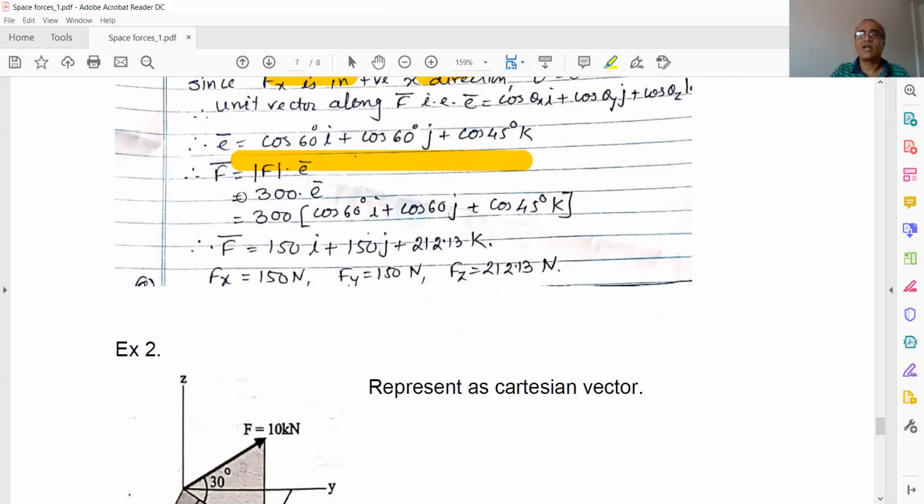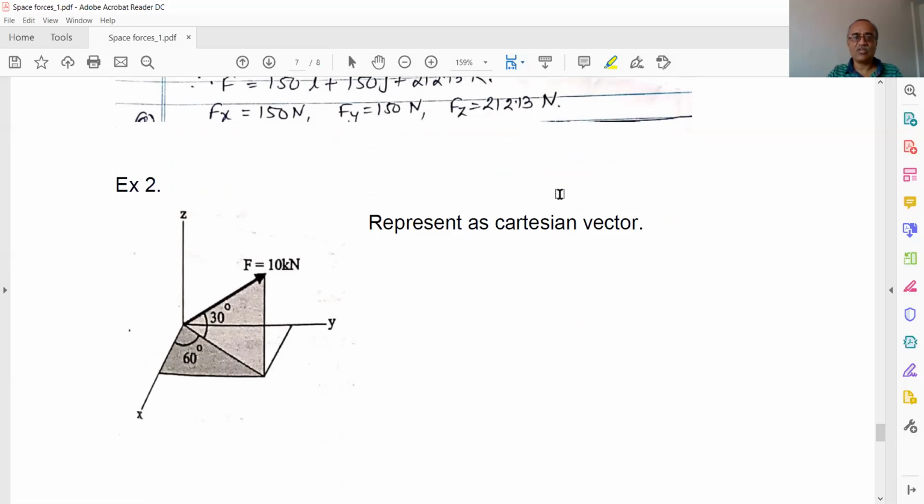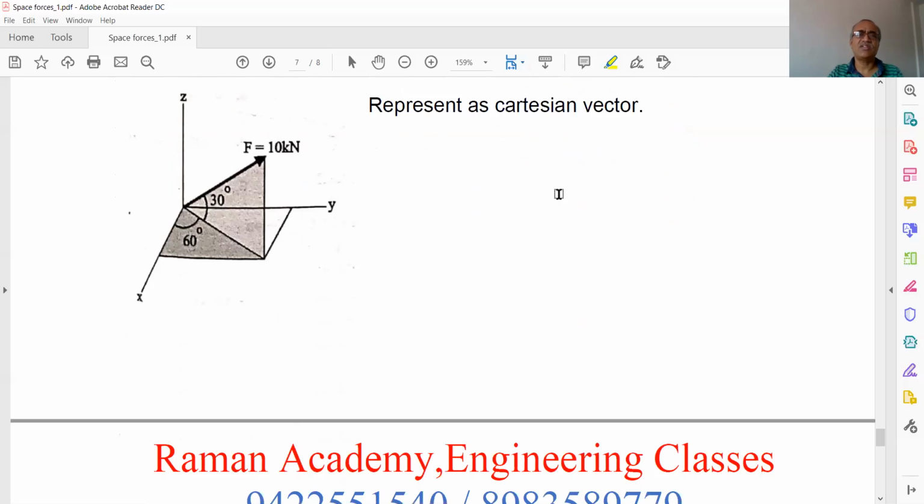And we have to find out the vector representation of the force F, which is having magnitude as 300 newton, and the unit vector is what we have already written, cos 60 degrees i, cos 60 degrees j, cos 45 degrees k. So the final value is this. You can calculate all these values on your own, and finally it gives me Fx is equal to 150 newton, Fy is equal to 150 newton, and Fz is equal to 212.13 newton. And just check all these values, and check your answers.